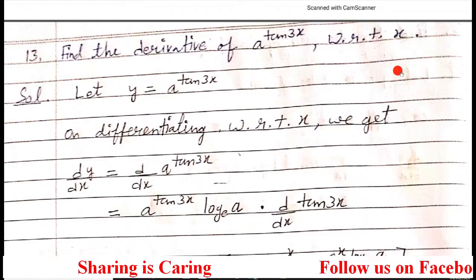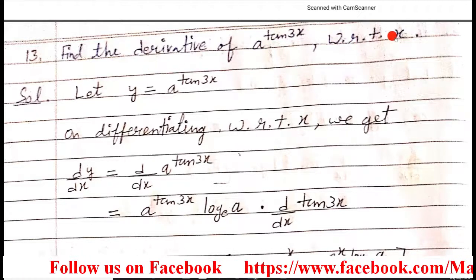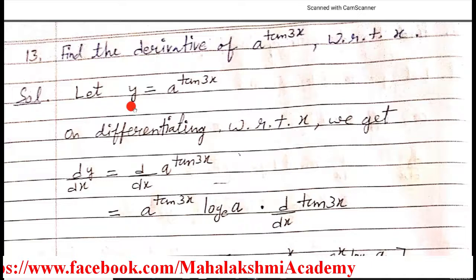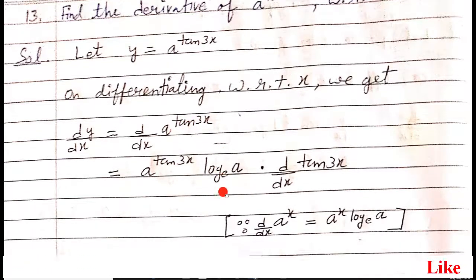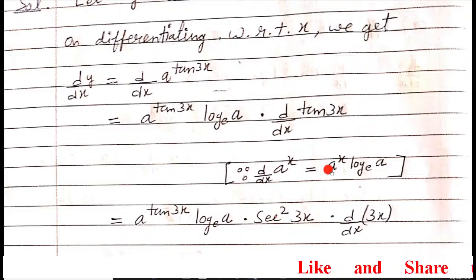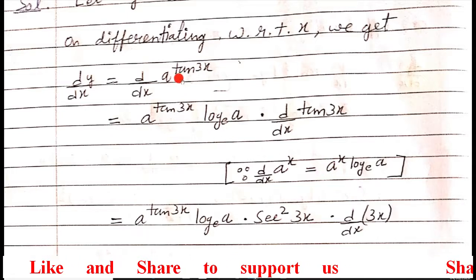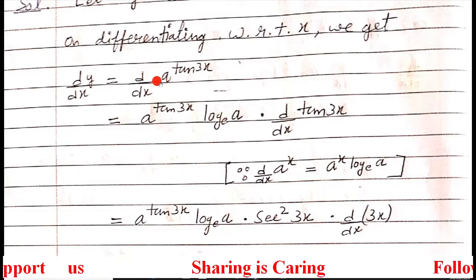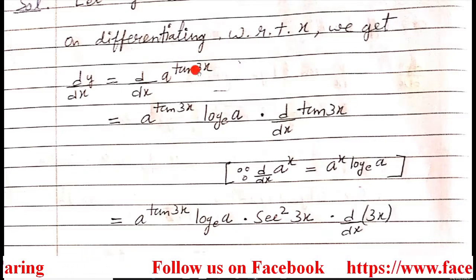Now we'll move to question number 13. Question number 13 is: find the derivative of a to the power tan 3x with respect to x. So we'll assume it as y. We'll differentiate, so the derivative symbol will come on both sides. When we differentiate it, we'll assume it as a to the power x, and the differentiation formula for a to the power x is a to the power x log e a. So a to the power x means this a to the power tan 3x, then log e a. But it is not the simplest form of x, so you have to use the chain rule. You have to differentiate this tan 3x.